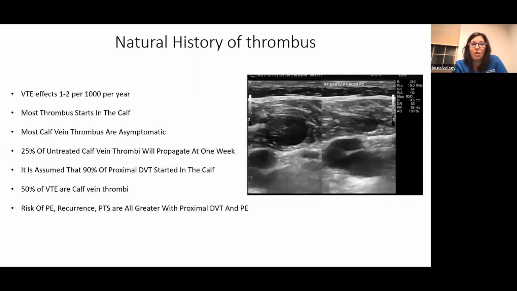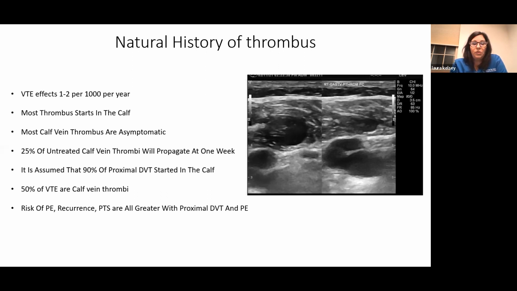And again, we have a lot of people with subclinical caffeine clots that don't get registered. So I think this is still a rough estimate. It's assumed that most thrombus starts in the calf, and most caffeine clots are asymptomatic. So it's about 5 to 12% will actually present with symptoms. If untreated, 25% of these will propagate at 1 week. And it's assumed that most of those proximal clots actually started in the calf and propagated up into the thigh.